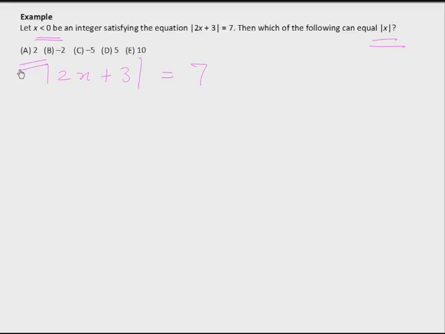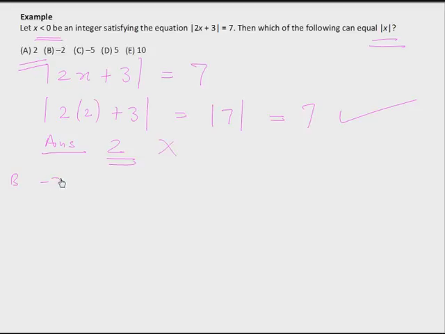I try value A. So x is 2. 2 times 2 plus 3, absolute value of 4 plus 3, which is 7. Yes, we found our answer. So the answer is 2. Okay, let's go back to the question. Let x be less than 0. Is x less than 0? No, 2 is not less than 0. This can't be the answer.